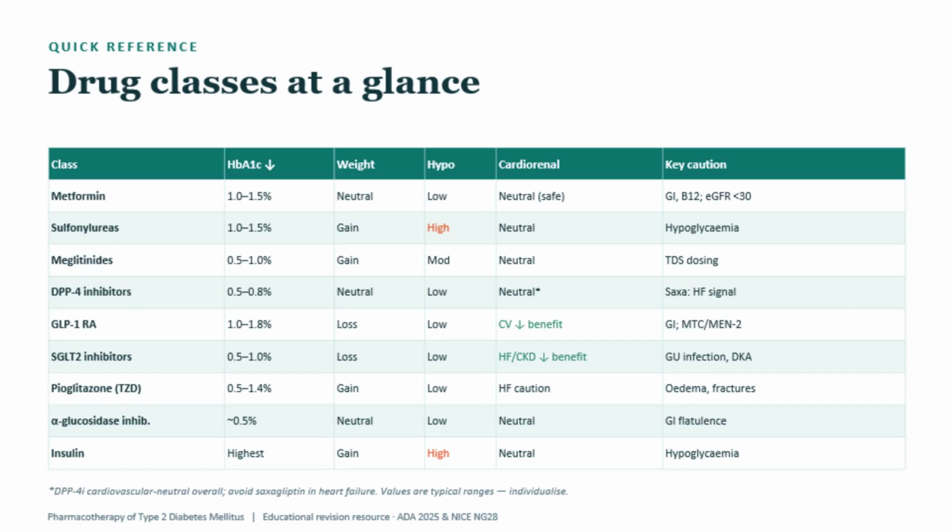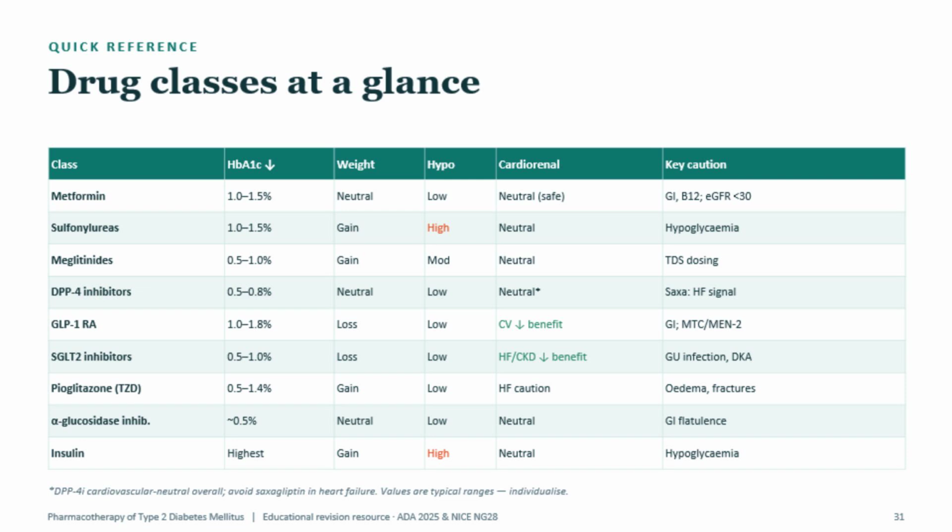This is the money slide. Screenshot this one. Every class side by side on the metrics that actually drive your decision. Look across the columns: how much A1c drop, weight up or down, hypo risk, cardio benefit, and the key caution.